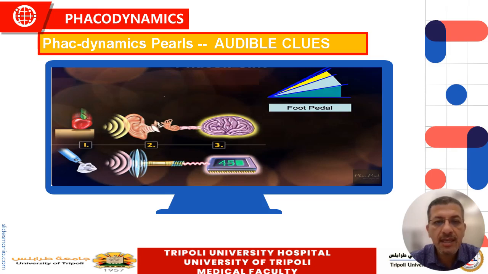Also, there is the tactile sensation in the foot pedal, the sensation of opening of the pinch valve when you step down from position 0 to position 1, and also the tactile sensation when you step down to position 2 and then to position 3. All these are used synchronously together. So phacoemulsification is an art in which you use all your senses at the same time.